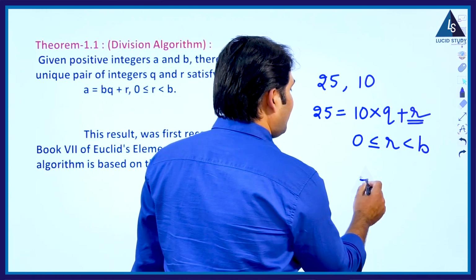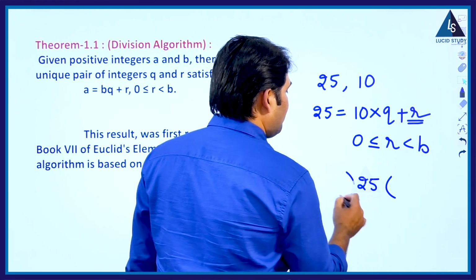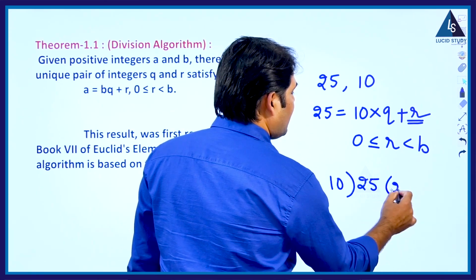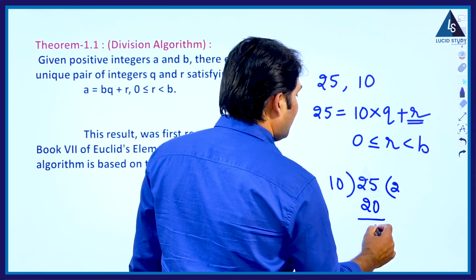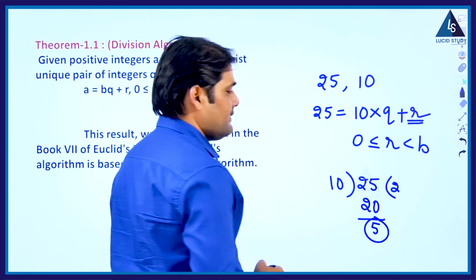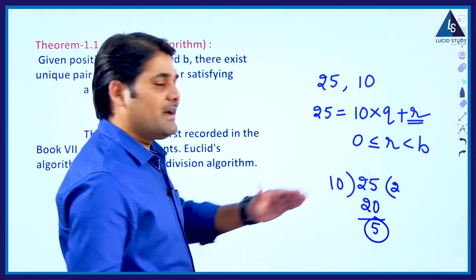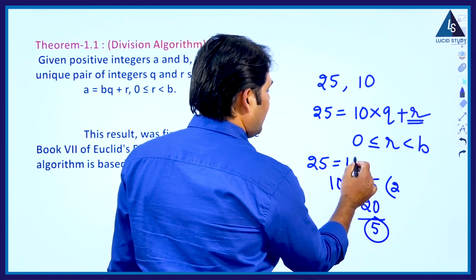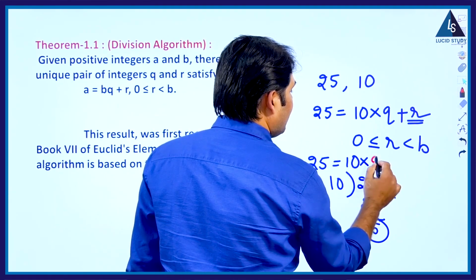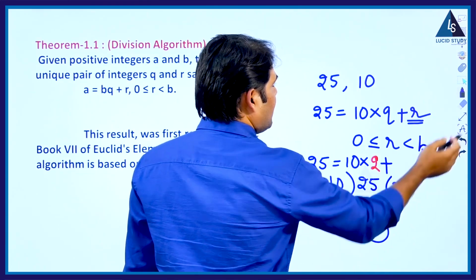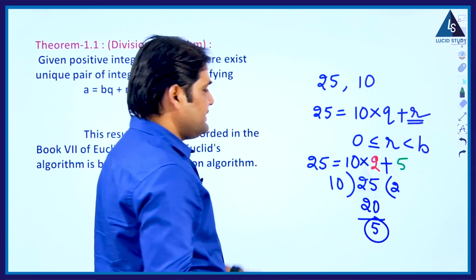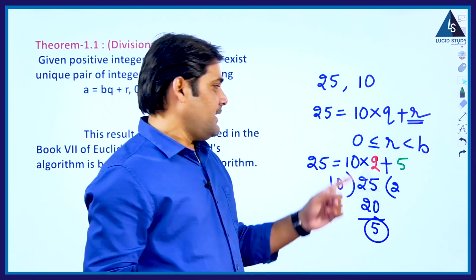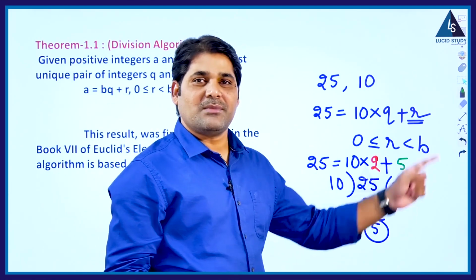Okay, let us do this. 25, if I divide by 10, 10 twos are 20. How much remainder do we have? 5. So now I will write 25 as 25 is equal to 10 into some number, that is 2, plus again some number, that is r.